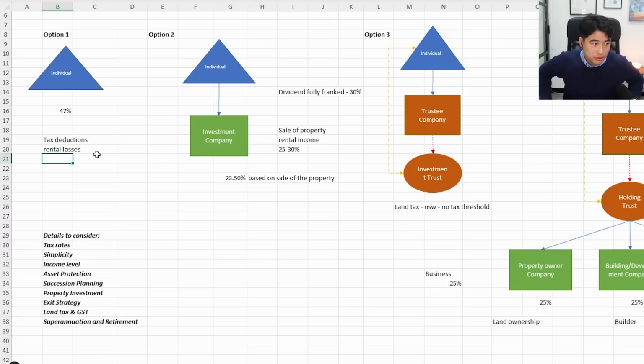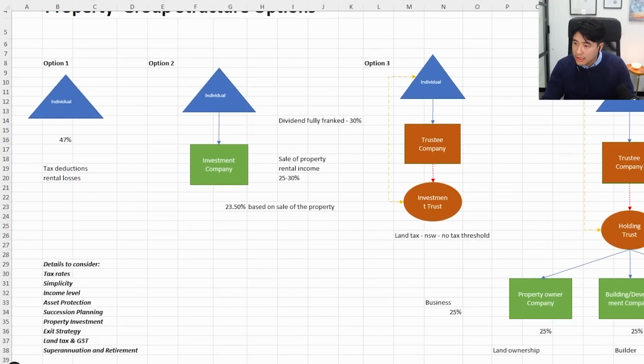Sorry, I'm not referring to you as a doctor, but I'm just saying that most doctors are high income earners and they can't get the money out of their personal name into a company or something like that. So what they do is they come up with expenses to negative gear it. When the expenses offset the income, they end up paying lower taxes or get a tax refund.